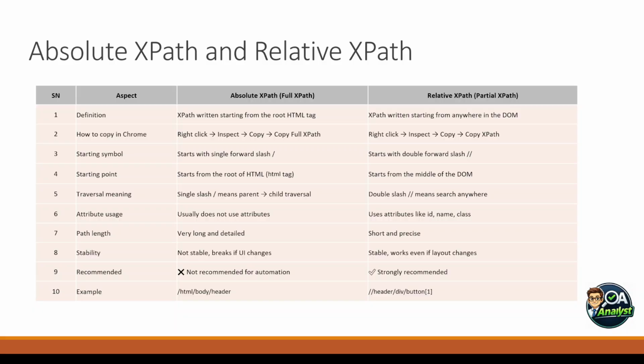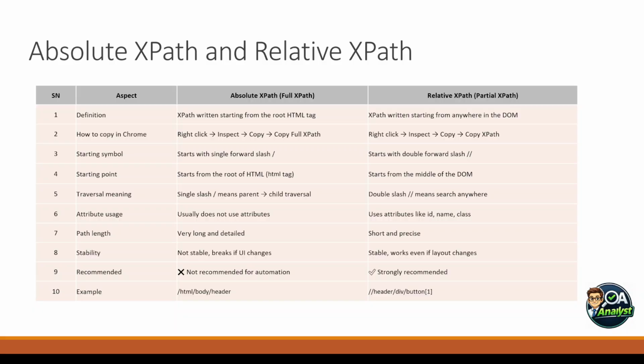We start with the double slash. It shouldn't be from HTML. That is not required for Relative XPath. So now the biggest advantage here is that Relative XPath usually uses attributes. Attributes like ID, name, classes, type, and text, and attributes are far more stable than layout, right?